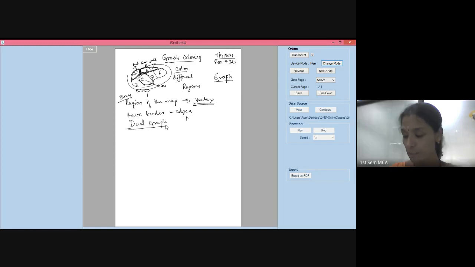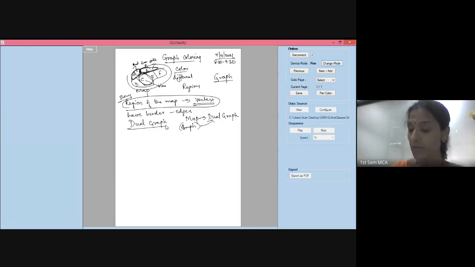So given a map, I should be able to represent this map using a graph. When I represent this map using a graph, I call it a dual graph. So how do I do this? Every region of the map is represented by a vertex, and if the regions share a common border, then I represent them using edges. The resulting graph that we get, we call a dual graph. Am I clear?